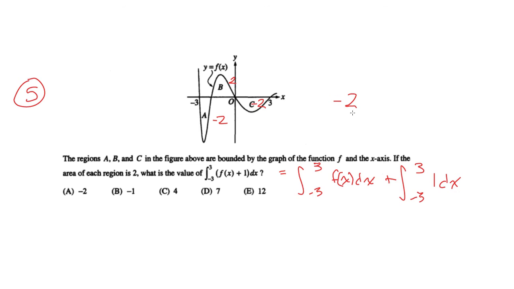What we just found, negative 2 here, is this thing. This thing is negative 2, but we haven't found the integral between negative 3 and 3 of 1. To do that, you use the trick for integral of a constant: 3 minus negative 3, that's 6, times whatever number you have there. 6 times 1 is 6. And I need to add those together to get our final answer of 4.